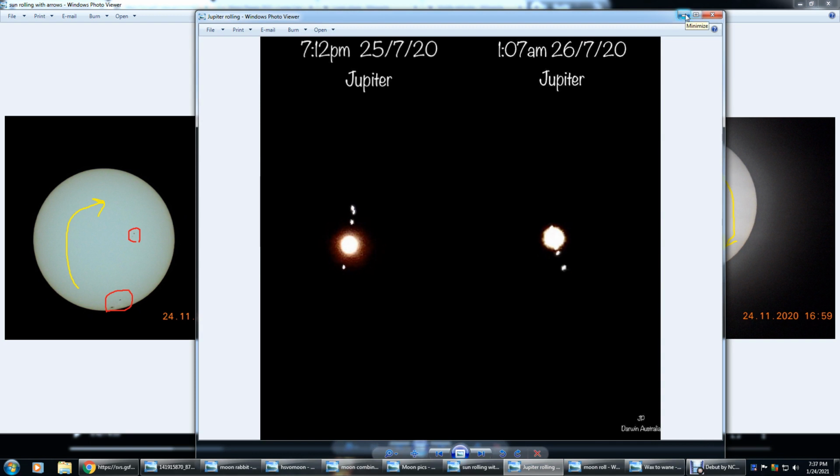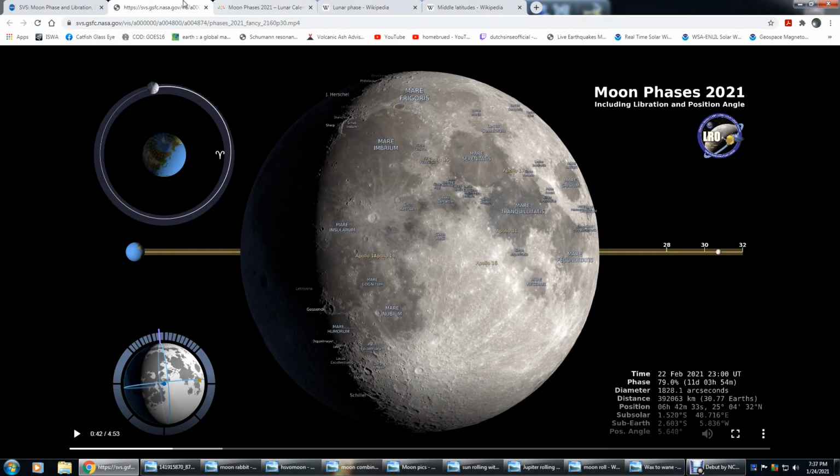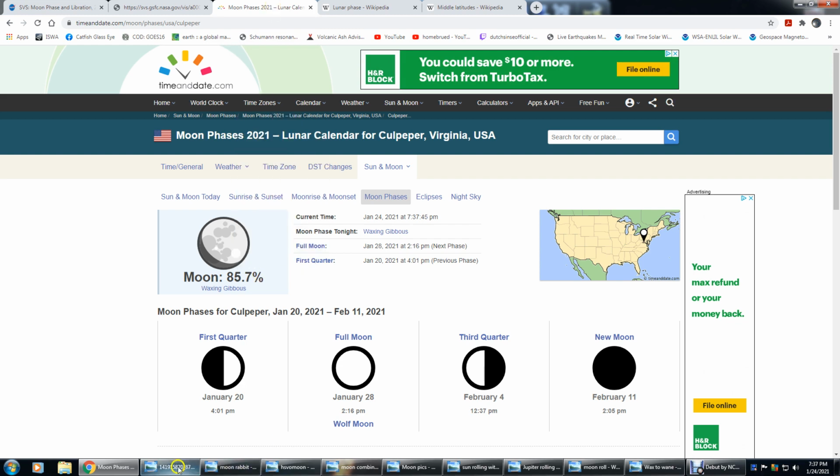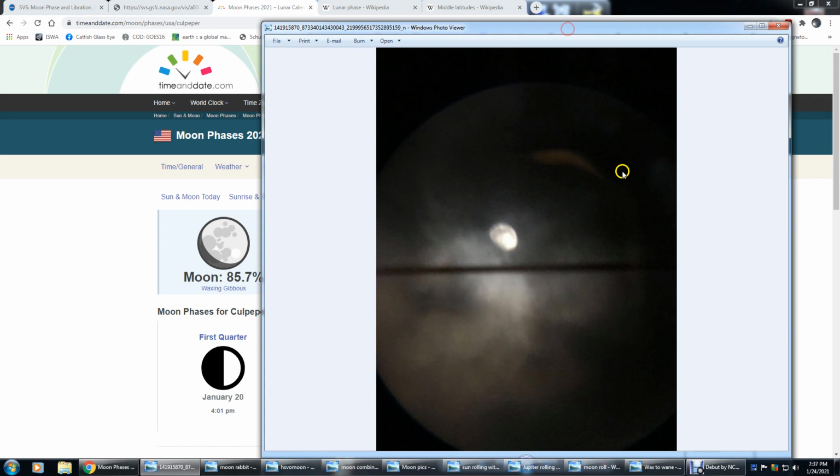Your skies are also doing the same. We'll watch Orion. Orion will turn counterclockwise in the northern hemisphere. I have witnessed this. Okay, so to recap, this is what the moon should look like from my house. This is what it actually looked like.